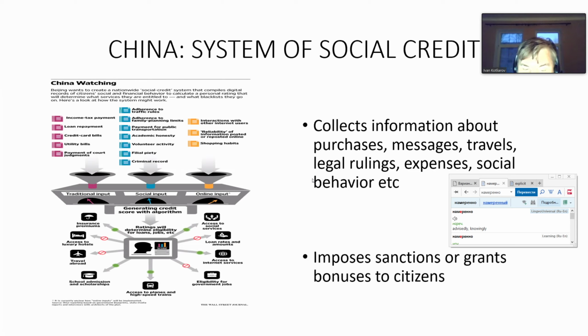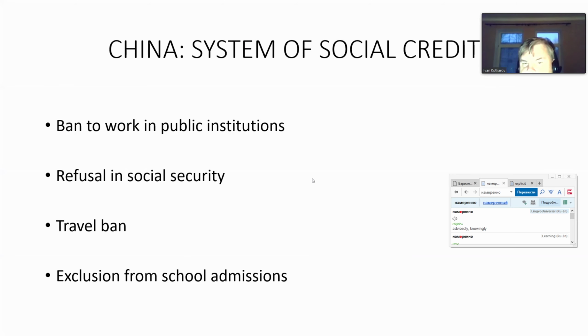Okay, so in some cases, the society is ready to accept such a level of control. Guys, do you understand it? Yes. All right. Okay, so let's continue. I list here some sanctions which can be used for infringements of the system of social credit. It is banned to work in public institutions, quite normal. If you are not a socially reliable person, you should not work in the public sphere. Refusal of social security, a very cruel act, actually, ladies and gentlemen.